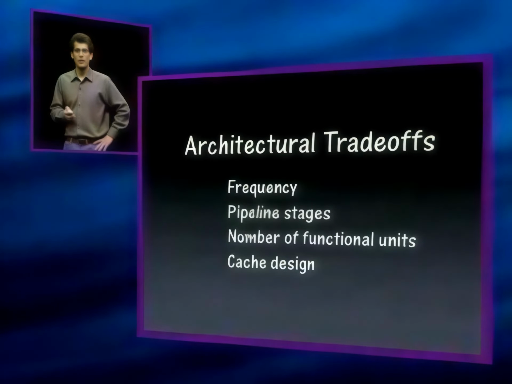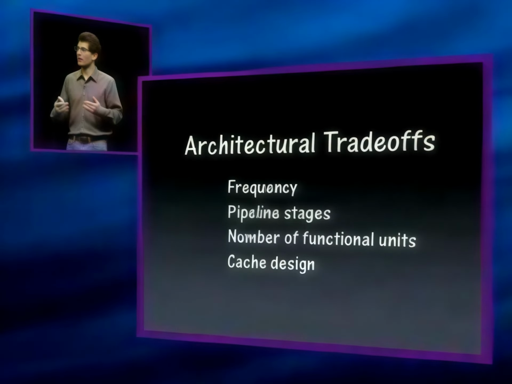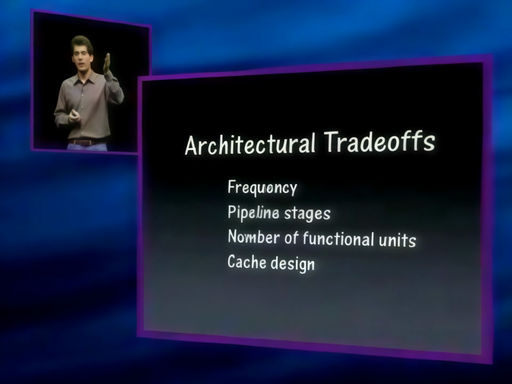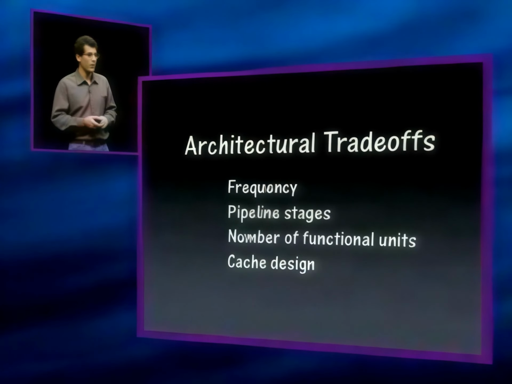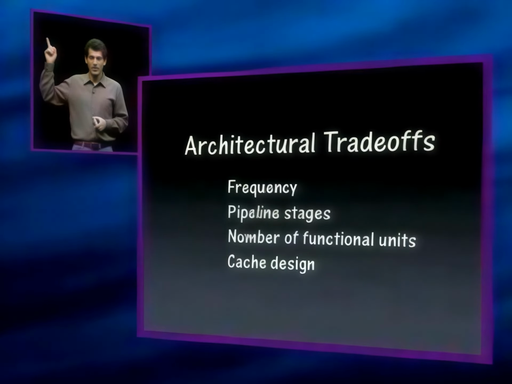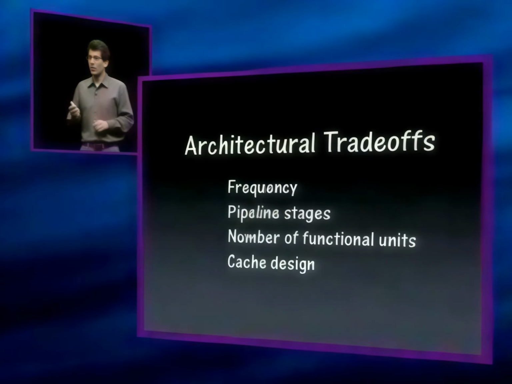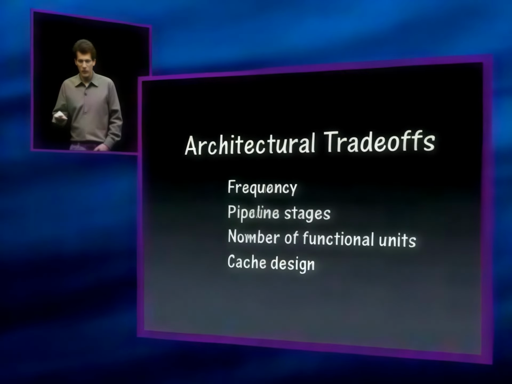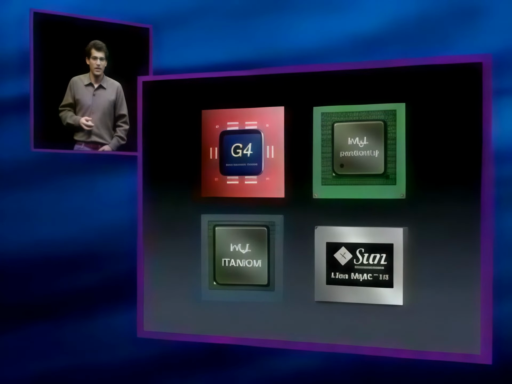Then there's the number of functional units. The more functional units you have, the more parallelism you can have. That's how many instructions you can execute every cycle. And the cache design. Whether you have a level 1, or the size of the level 1, size of the level 2, and if you have one, the level 3 cache. So all of these factors play into the performance of the processor, not just frequency.